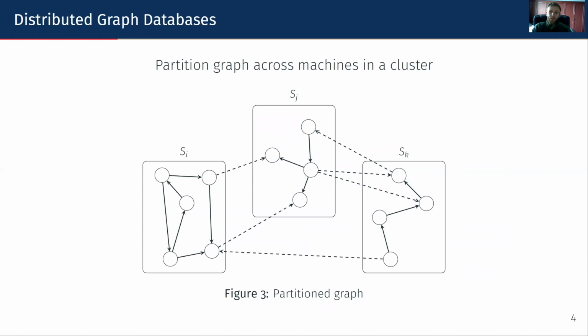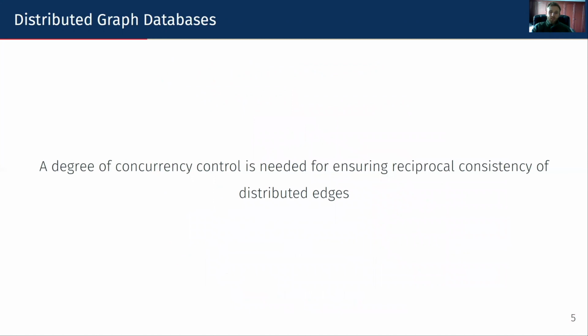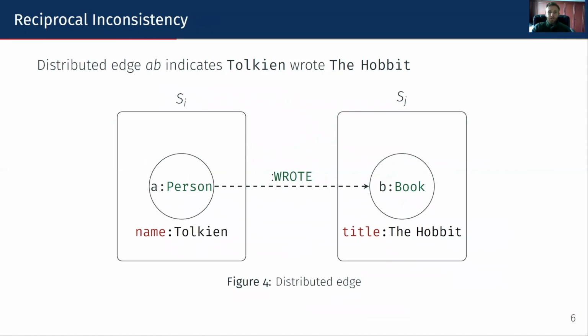In practice, anywhere between 10 to 30% of edges are distributed edges. For such distributed edges, a degree of concurrency control across partitions is needed. Else the edge can easily become reciprocally inconsistent, which can have a serious impact on the usability of the database. Let's take our running example, Tolkien wrote The Hobbit, and assume it is a distributed edge spanning servers i and j.